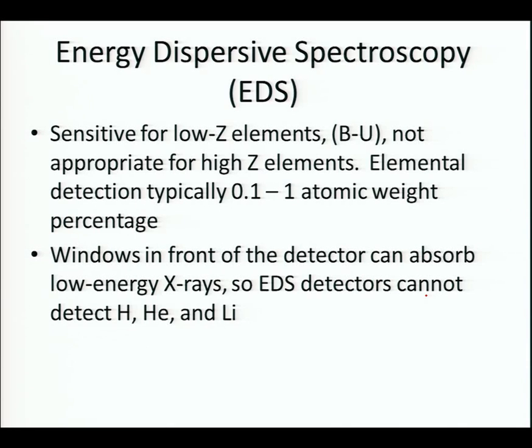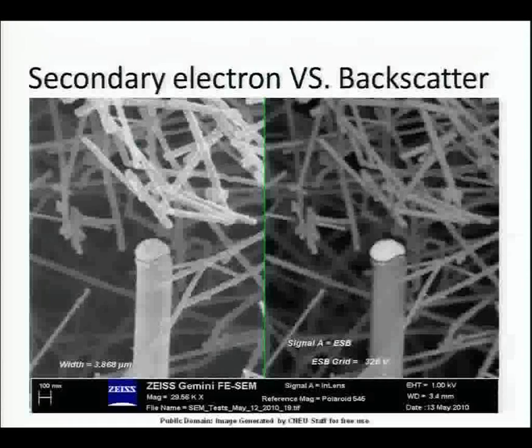Windows, which are actually like a glass window in front of the detector, can absorb low energy X-rays, so EDS detectors cannot detect hydrogen, helium, and lithium. And a lot of tests have trouble with the smaller elements; based on their physics, they have difficulty detecting those elements.